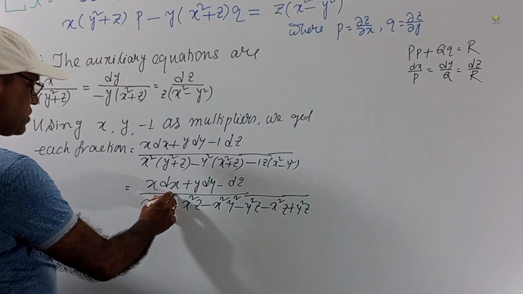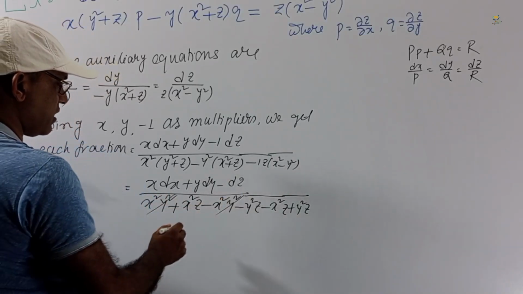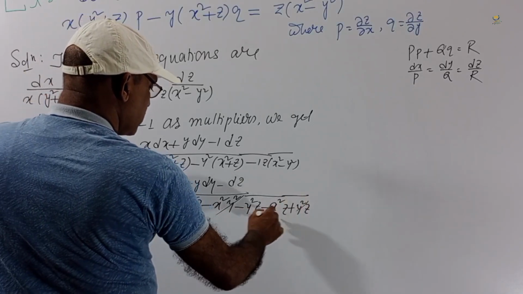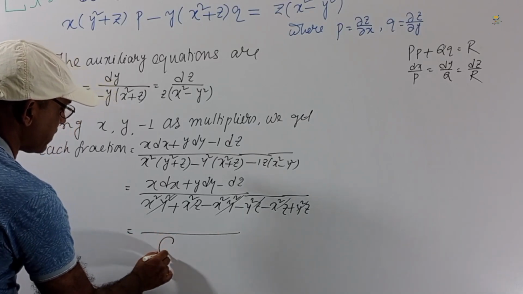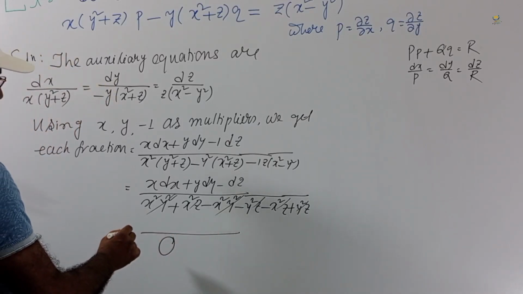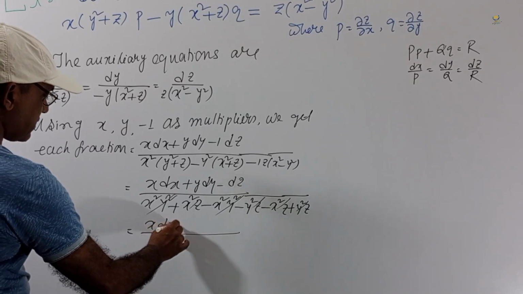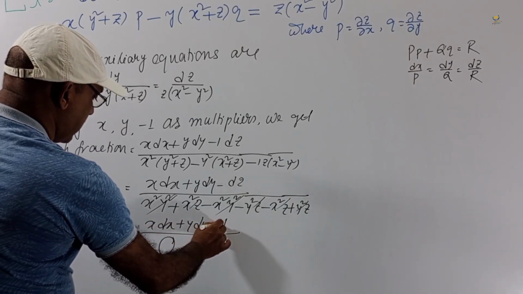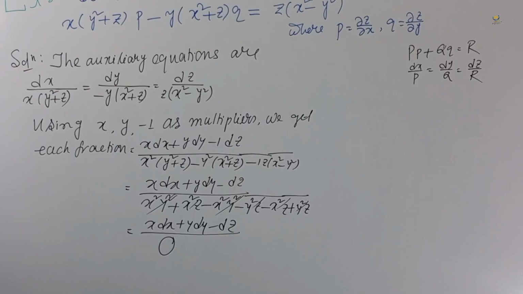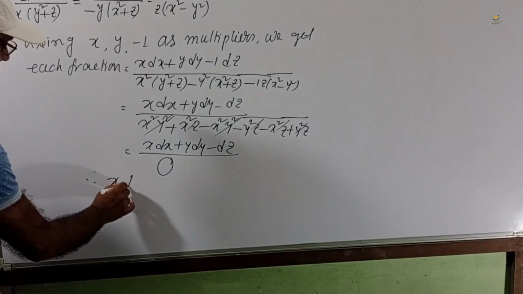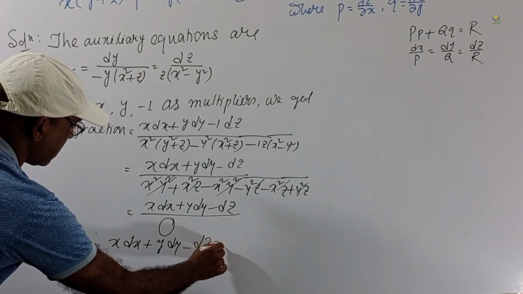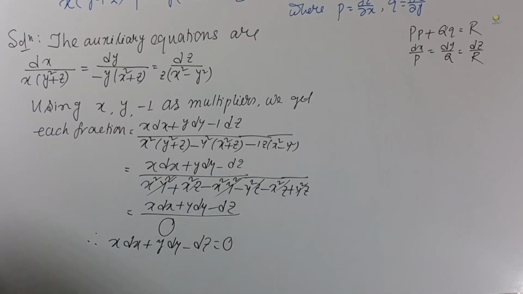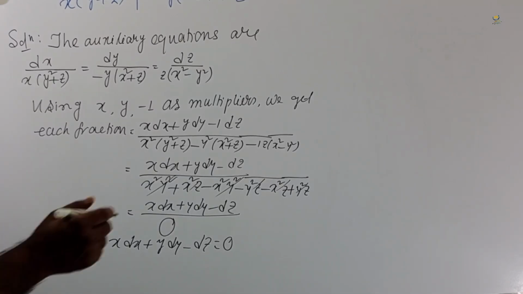Then x square y square cancels, y square z also cancels, x square z also cancels. So we get denominator is 0. Denominator 0, then we get x dx plus y dy minus dz. We get this one. Therefore, we get x dx plus y dy minus dz equal to 0. Now we integrate both sides.